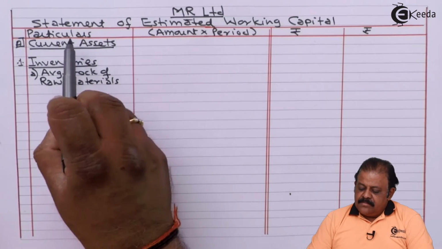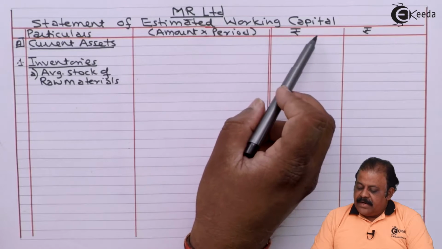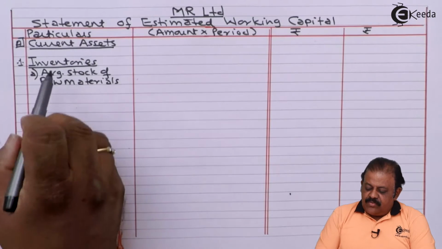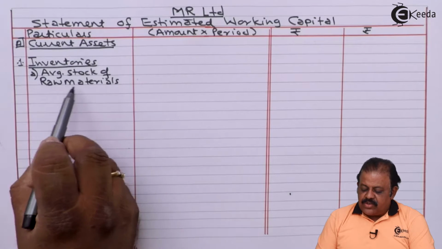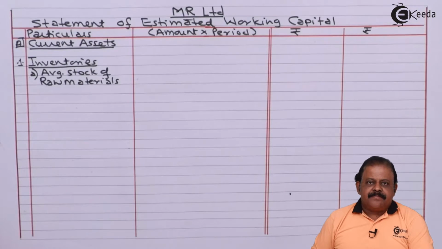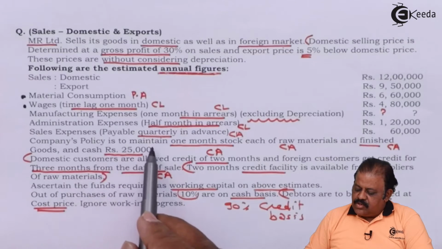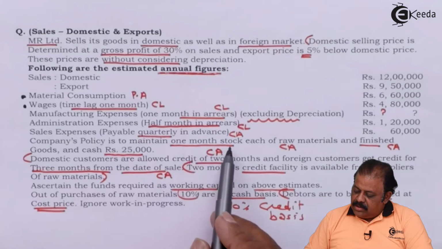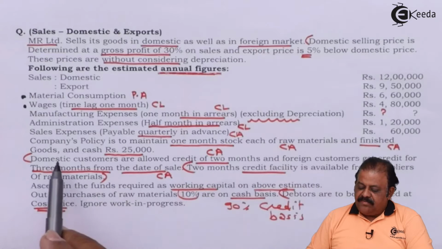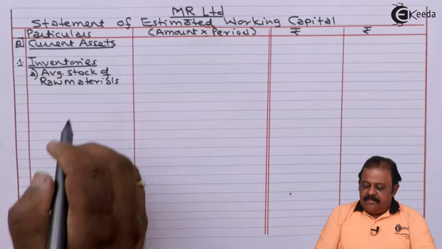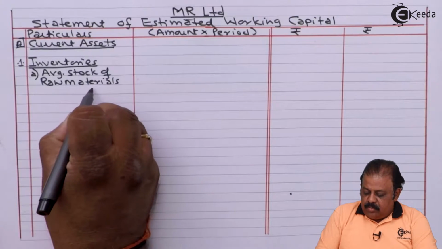MR Limited, statement of estimated working capital. We have to start with first current assets, inventories, average stock of raw materials. Company's policy is to maintain 1 month of stock each of raw material and finished goods. So average stock of raw material 1 month.